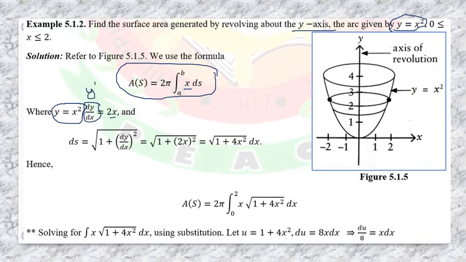Okay, so yung ds natin class, that is equal to the square root of 1 plus dy over dx squared. Always yan, constant lahat. Okay, 1 plus si dy over dx, replace it by 2x kasi yan yung nakuha natin na derivative ng given natin na arc. Quantity squared. So, we have 1 plus 4x squared dx. Hence, okay, si 2 pi constant. Okay, si x is x pa rin yan.